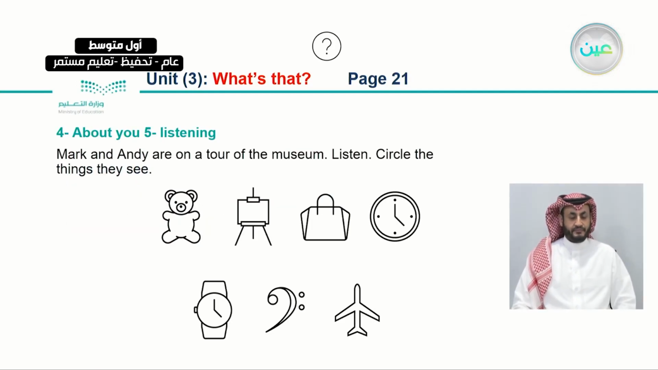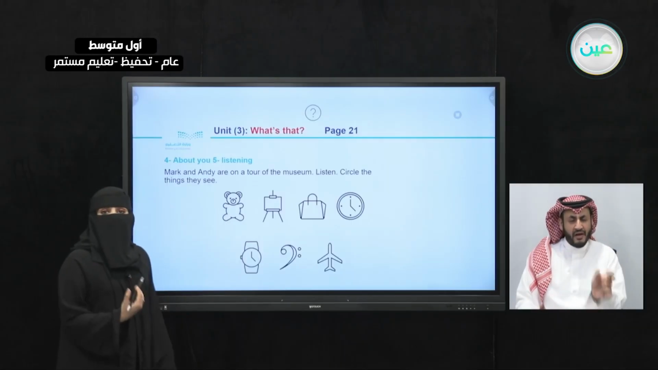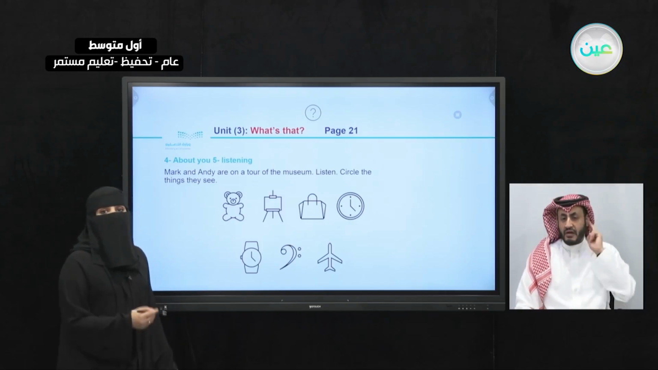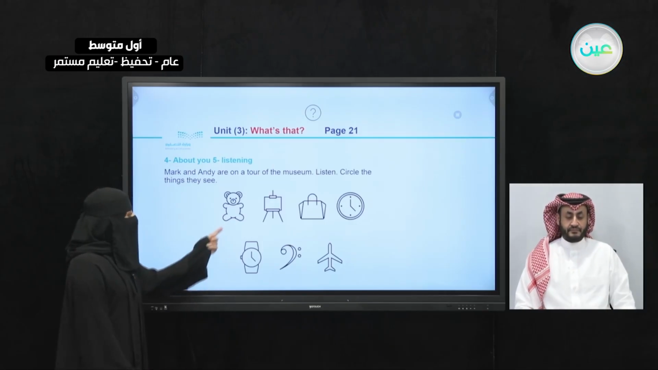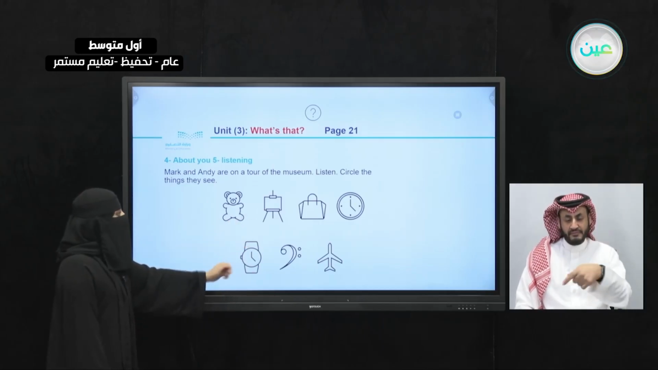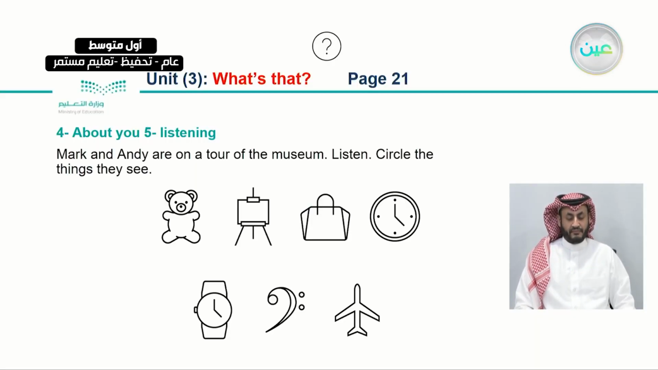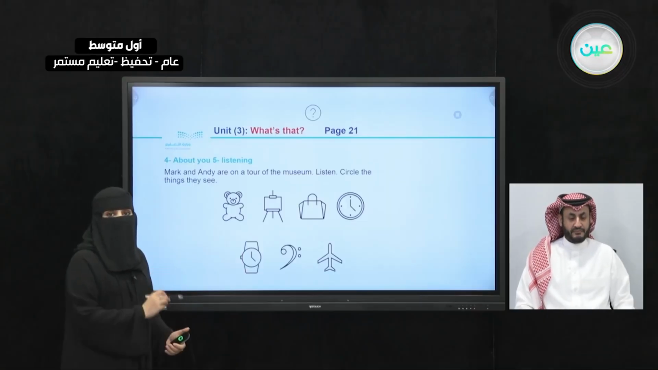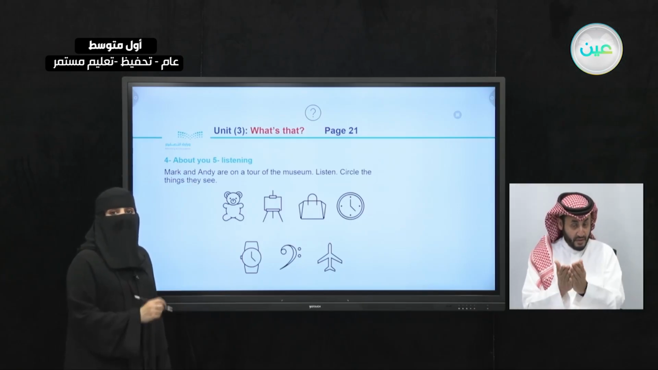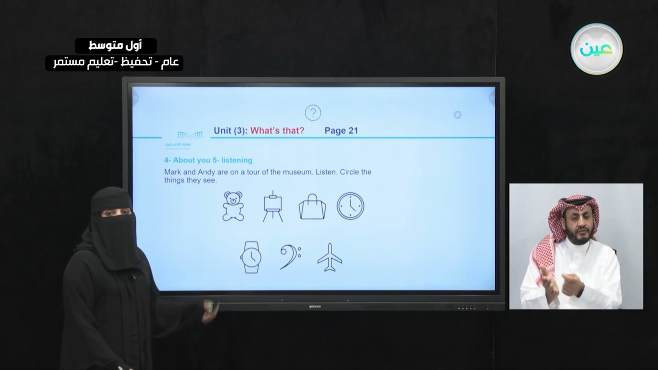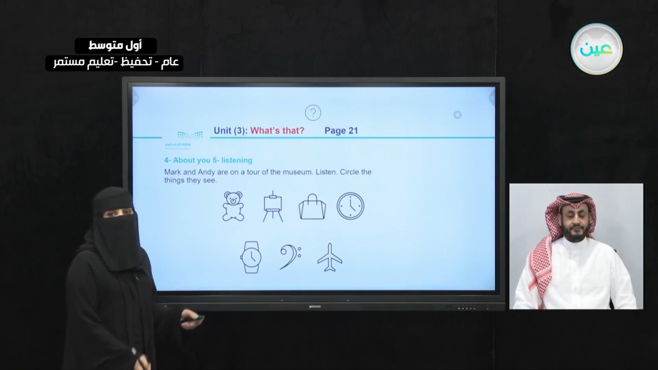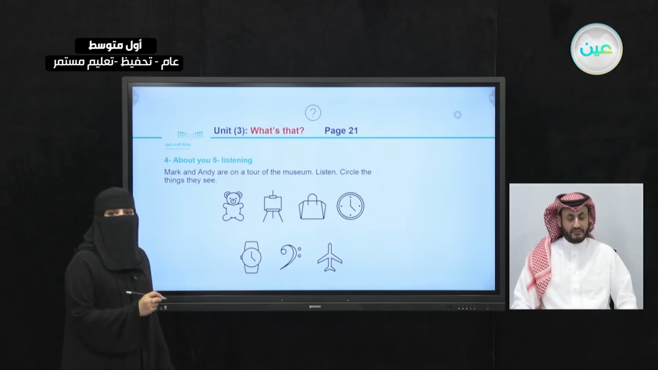About you and listening, Mark and Andy are on a tour of the museum. Listen and circle things they see. There are certain items, and while you're listening, you need to pay attention to those items. Sometimes you're familiar with some of them, like tote bags, painting, teddy bear. Whenever you hear that item, you're supposed to circle that item. Remember, it's a good idea to keep a notebook near you, and whenever you hear a word related to the questions, you're going to circle the item or write a note next to it.